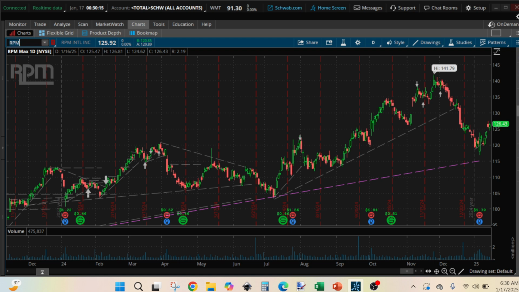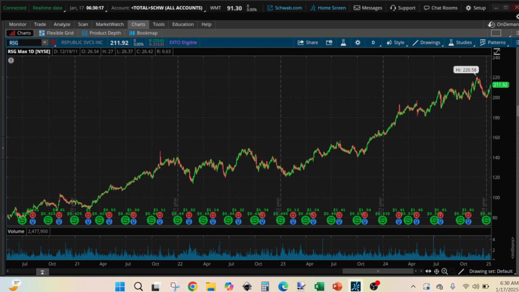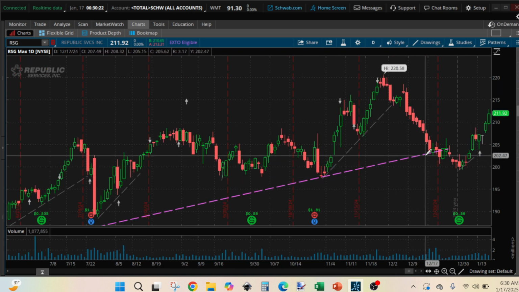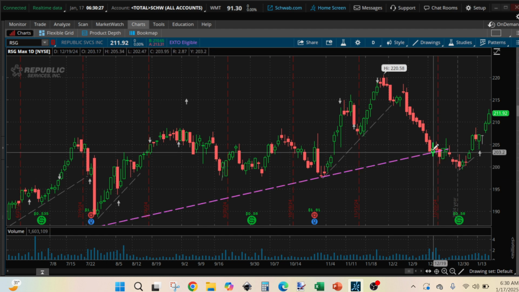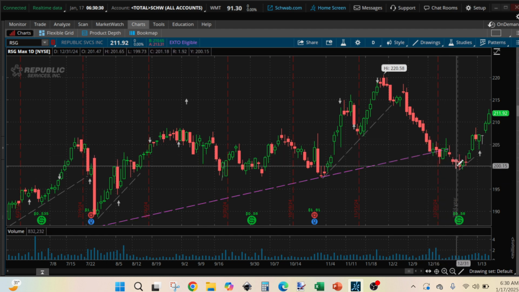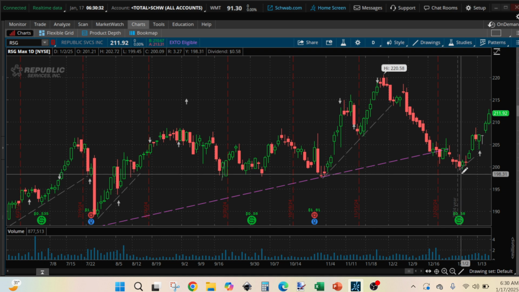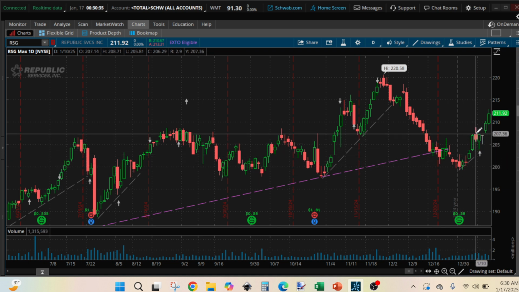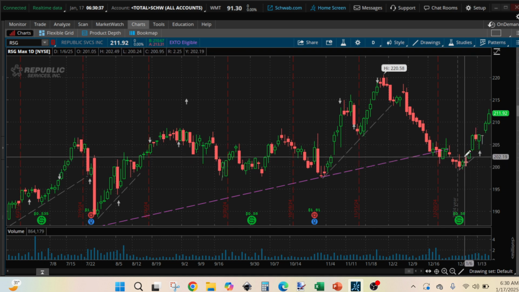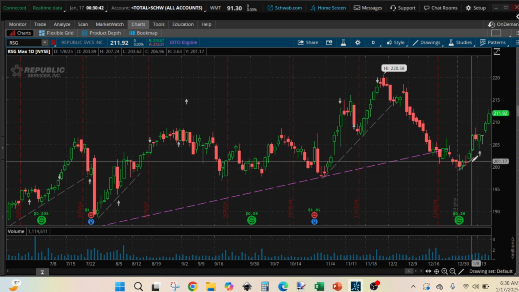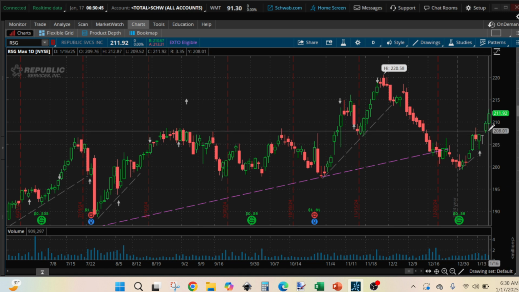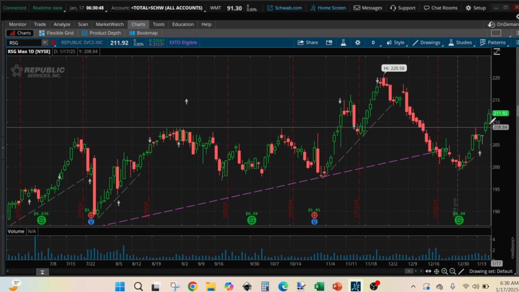RSG, we purchased it this year at this trend line, and it touched the trend line, went below it, creating lower lows, and then when it started creating higher lows, you see this low is higher than this one, which is higher than this one, and we bought it at the first green bar, and the price has been going up ever since. But we should expect a pullback.